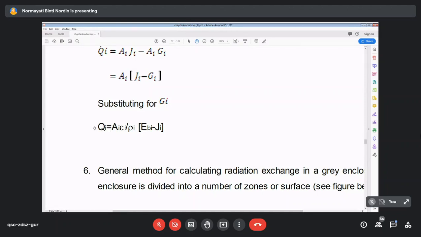between grey surfaces. These are the formulations that you guys will use. Heat transfer rate from a surface, whatever surface that you name it, in this case I, is equal to A_I emissivity I over reflectivity I times black body emissive power I minus radiosity of that surface. So the challenge now is to get the value of radiosity.